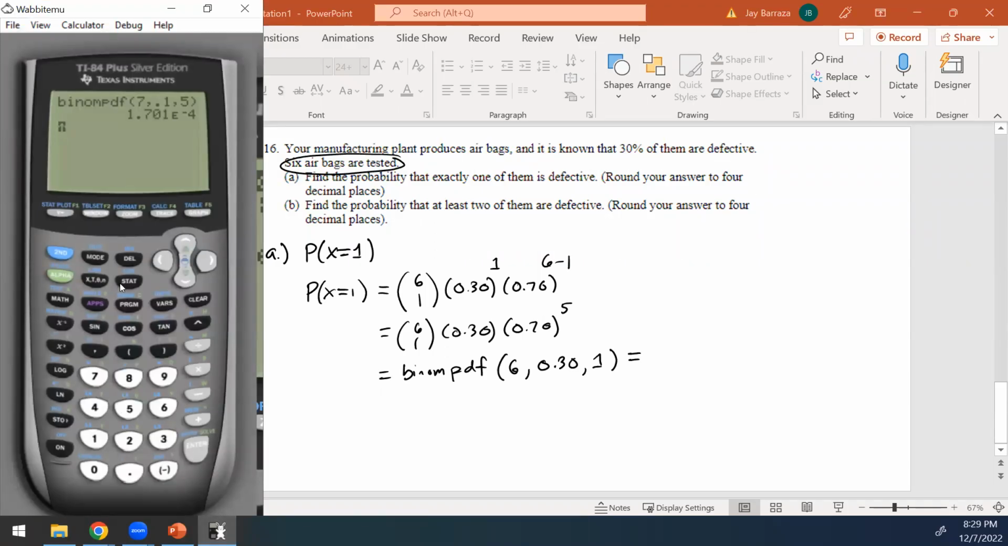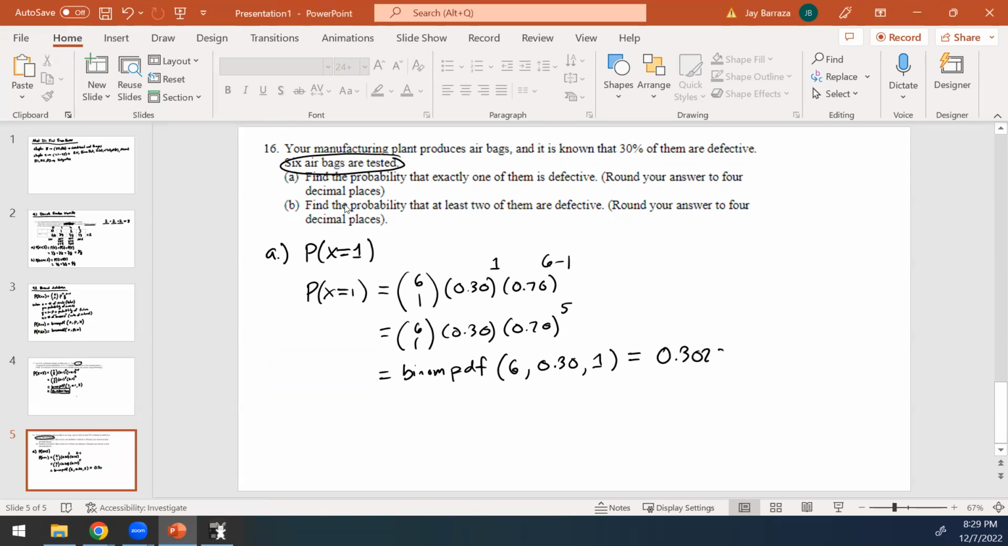So let's do second distribution, all the way down. Binom PDF, not CDF. The number of trials is 6 this time. The p is 0.3. The x value is 1. We paste it. We enter. And I get 0.3025.